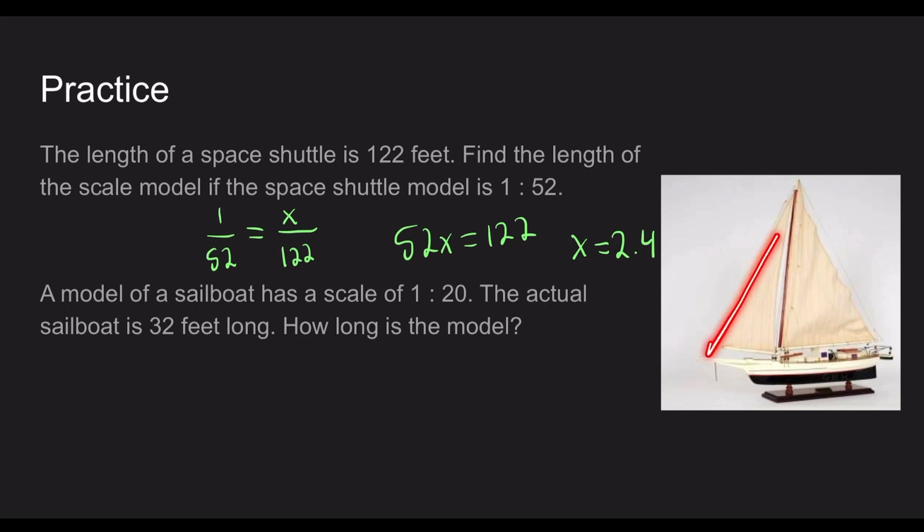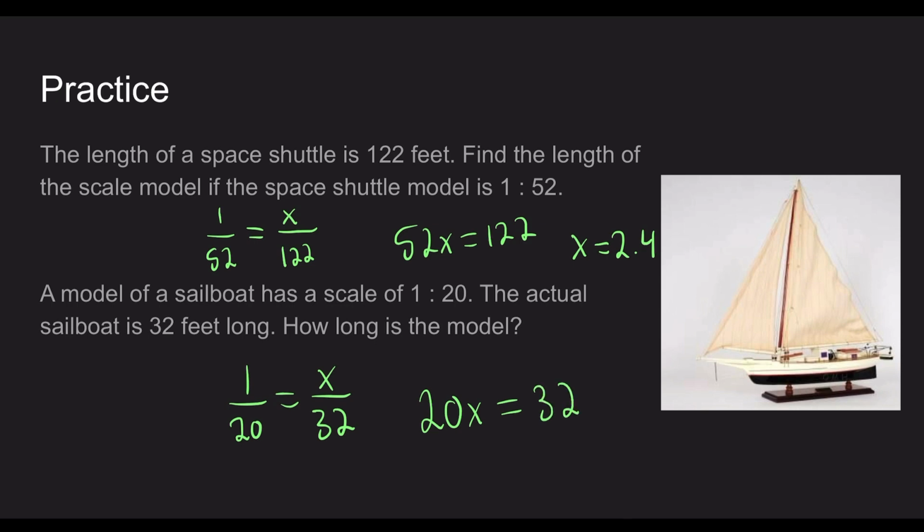Okay, we got another one. We got a model sailboat over here. That's cool. And its scale is 1 to 20. The actual sailboat is 32 feet long. How long is the model? That's actually the same exact problem we just did. We got a 1 to 20 scale. We don't know the model. We know the actual sailboat is 32 feet long. So we go ahead and solve the proportion: 20x equals 32. 32 divided by 20 is 1.6. So the model is 1.6 feet, which makes sense, right? The model should be way smaller than the actual sailboat.